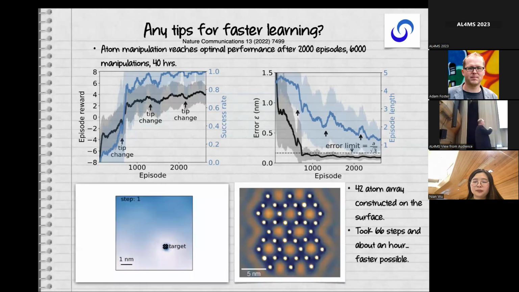So here on the left, you can see an example. We're putting the target. It's moving towards the target reproducibly. And on the right, we have our final structure. This is a 42 atom array built on the surface. And this took 66 steps from the fully trained reinforcement agent. It took 66 steps and about an hour.